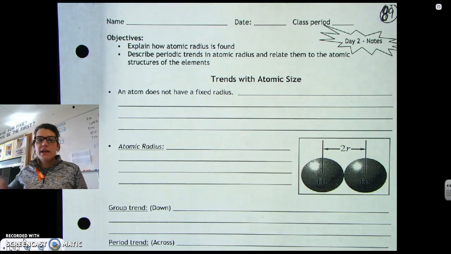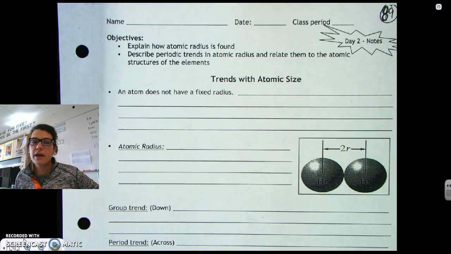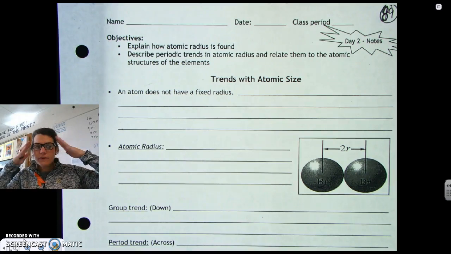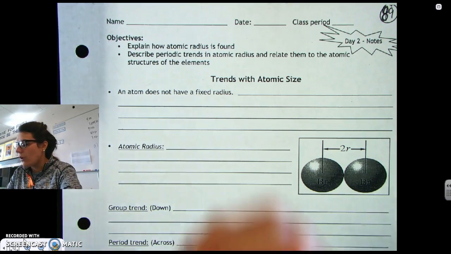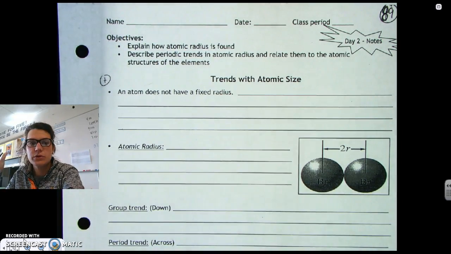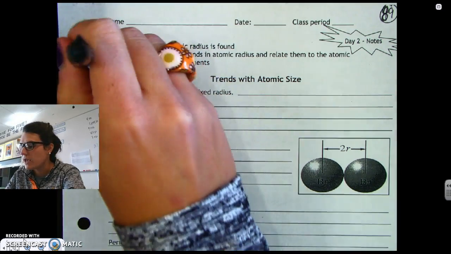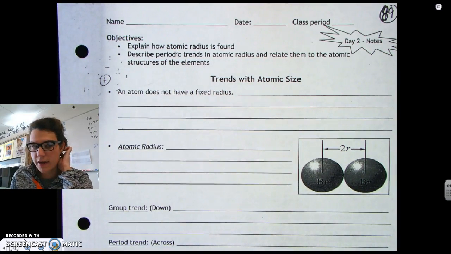Okay, so by the end of this lesson and in class practice, you should be able to explain to me how the atomic radius is found, and then describe to me the periodic trends and how they relate to the atomic structure of the elements. Okay, now think about this, if you will, with me, about what an atom looks like, how we developed our image of an atom. Now if you remember, our last image of the atom has protons and neutrons inside of the nucleus, and then this electron cloud outside of the nucleus.